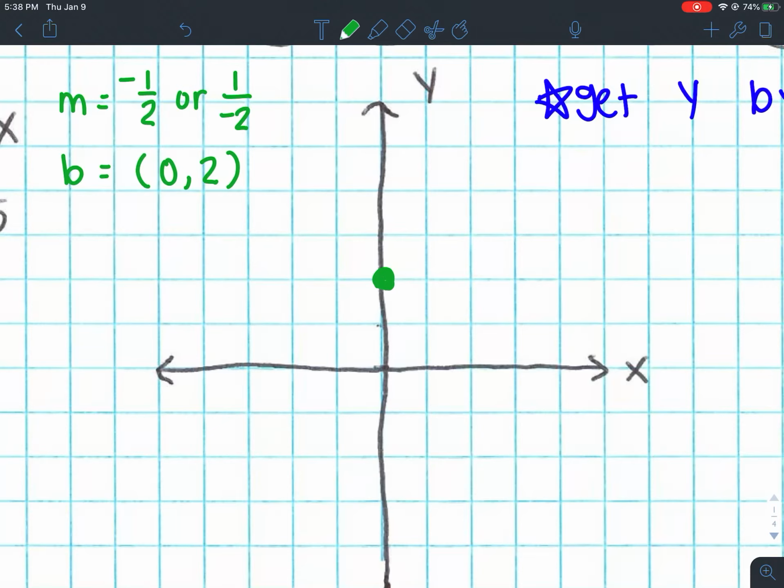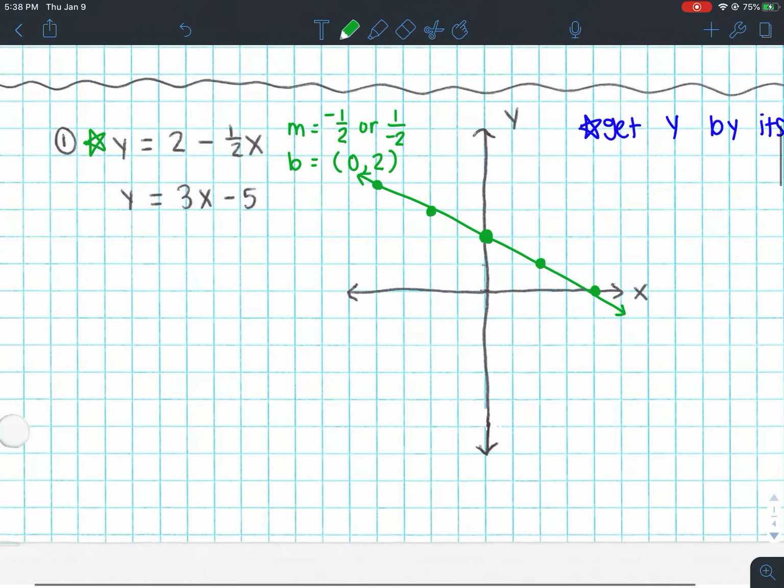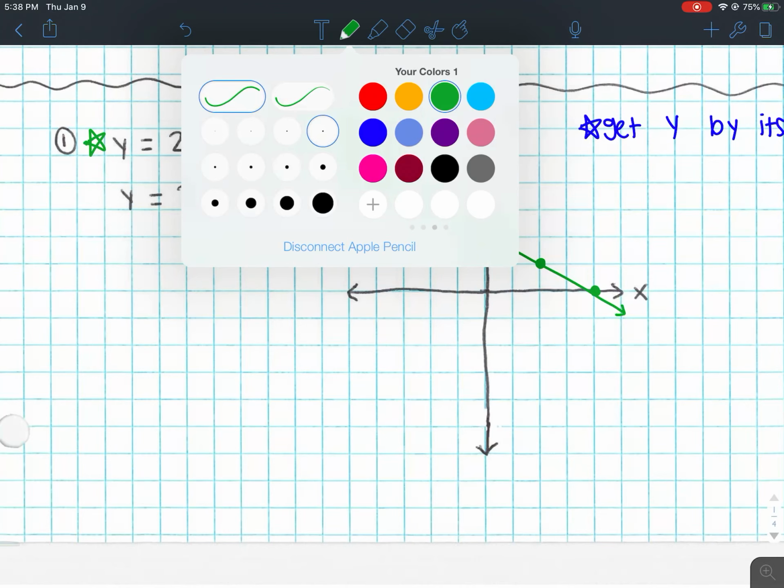We're going to go down 1 and to the right 2, down 1 to the right 2. And when I run out of room, I'm going to go the opposite direction. Start at the y-intercept, go up 1 to the left 2, up 1 to the left 2. So I'm going to go ahead and draw a line through all of my points. Now I like doing my systems in different colors just so I can tell the difference between them.